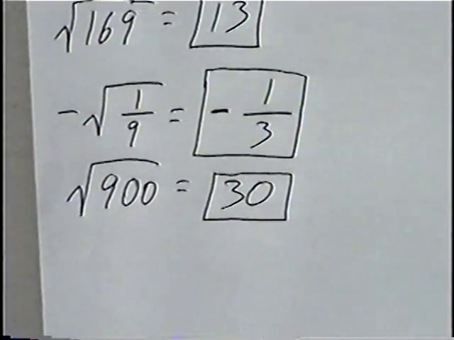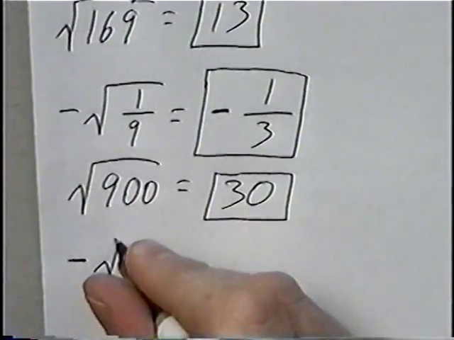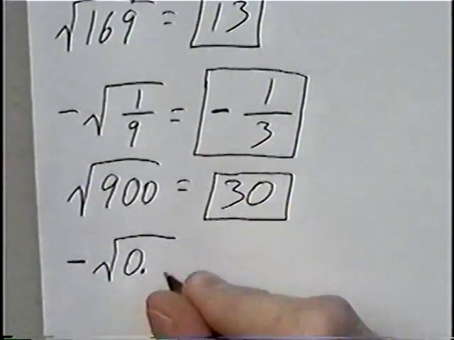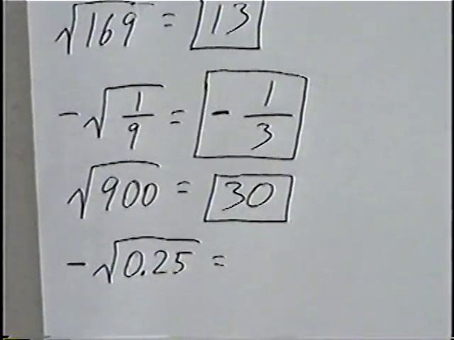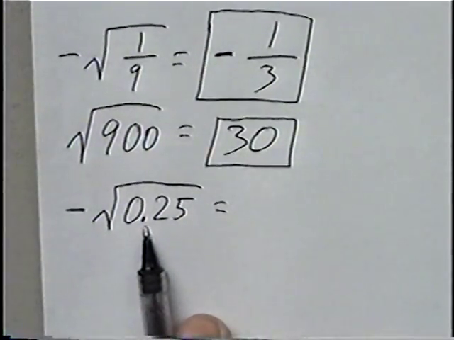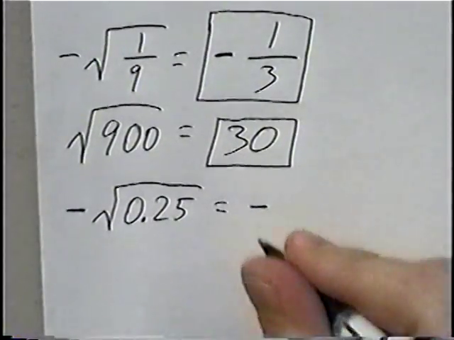And last question for the section. A negative again outside the square root symbol. And inside we'll have a decimal, 0.25. Again, we cannot take a square root of a negative number inside the radical, but if the negative is outside, we can bring the negative outside.